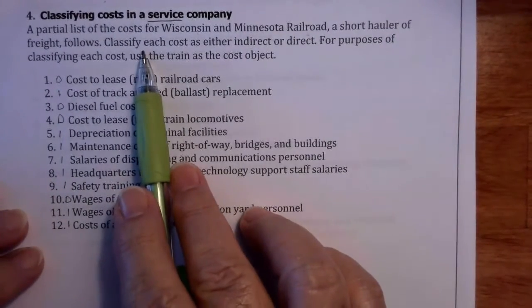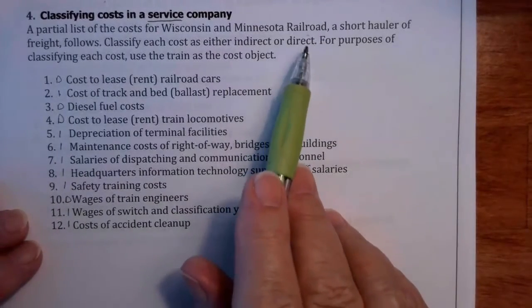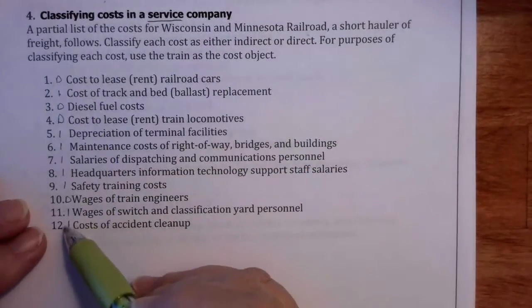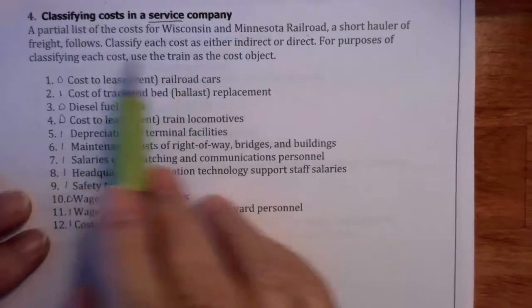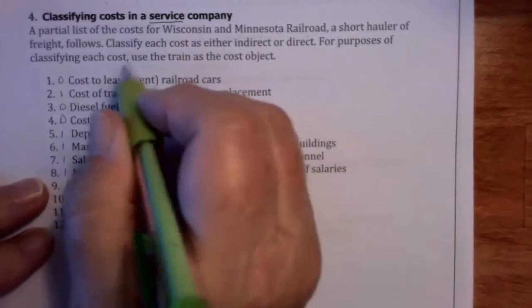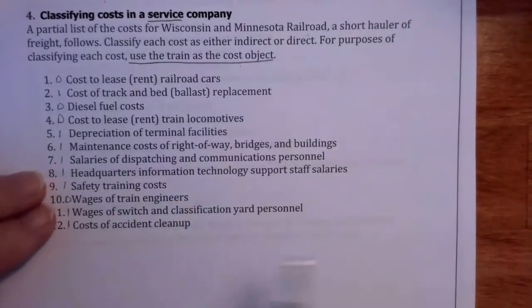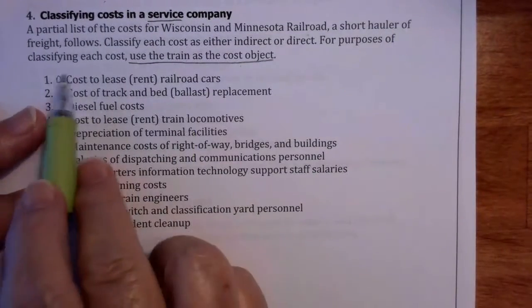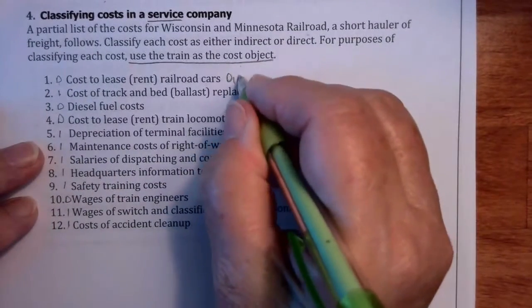I'll classify each cost as either indirect or direct. So I think these are tricky. I put the answers over here because I think they're hard. But for purposes of classifying each cost, use the train as the cost object. Okay, boy, that helps a lot. That makes a big difference. So the train. So the cost to lease railroad cars, for sure, that's direct. Can you see those? That's direct.